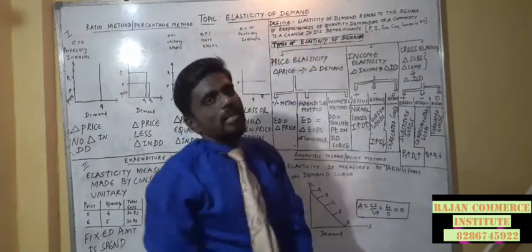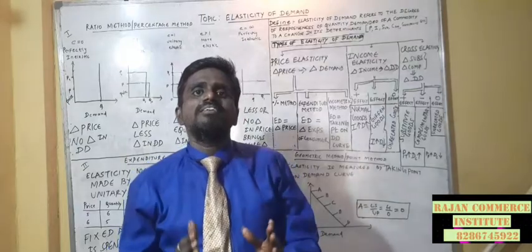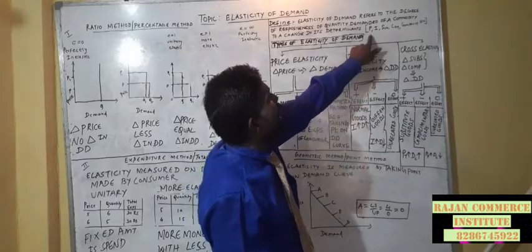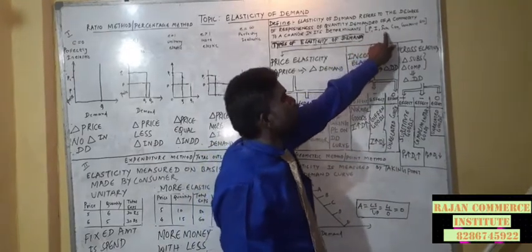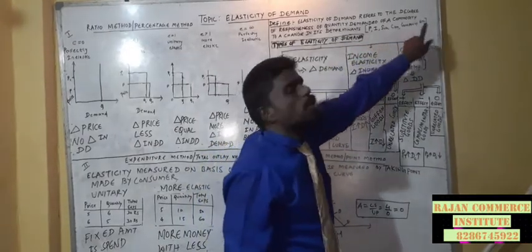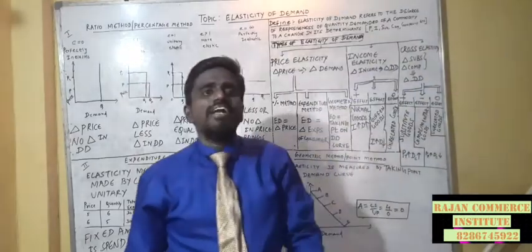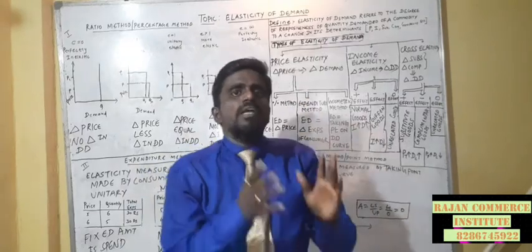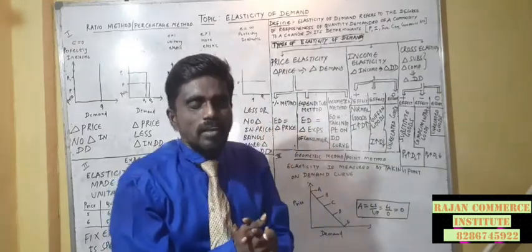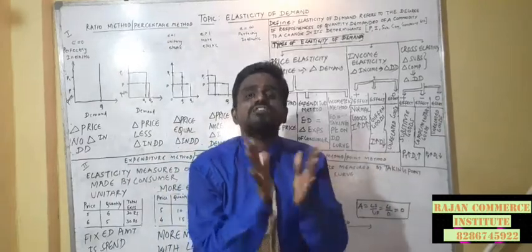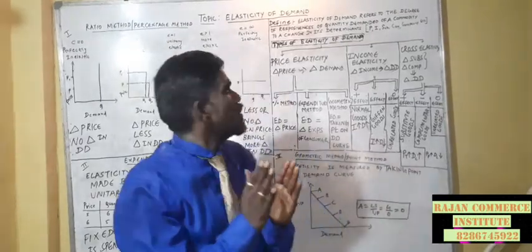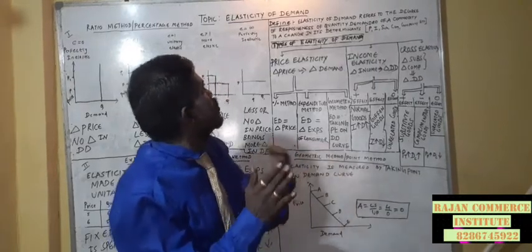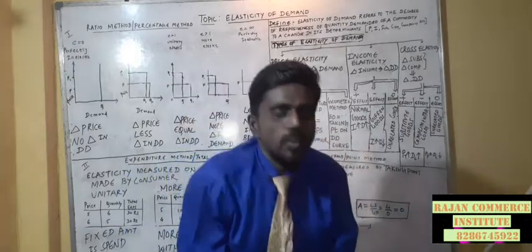So elasticity of demand refers to the degree of responsiveness of quantity demanded of a commodity to a change in its determinants. Determinants means factors responsible for change in the demand. What are all the factors? Price, income, substitute goods price, complementary goods price, government policy, and so on. These are all the factors which influence the demand. Understood? So elasticity of demand refers to the degree of responsiveness of a consumer towards the change in its determinants.